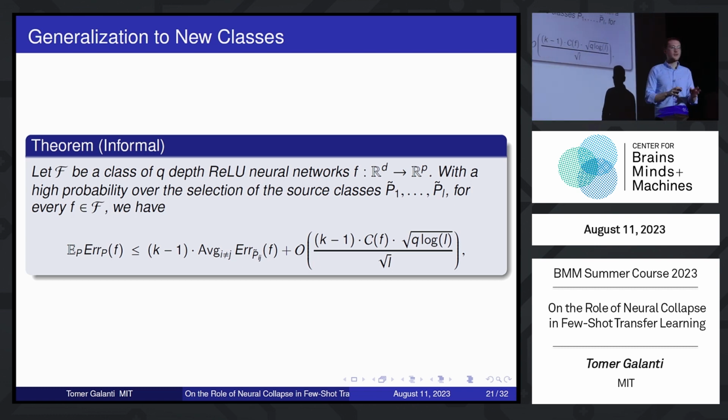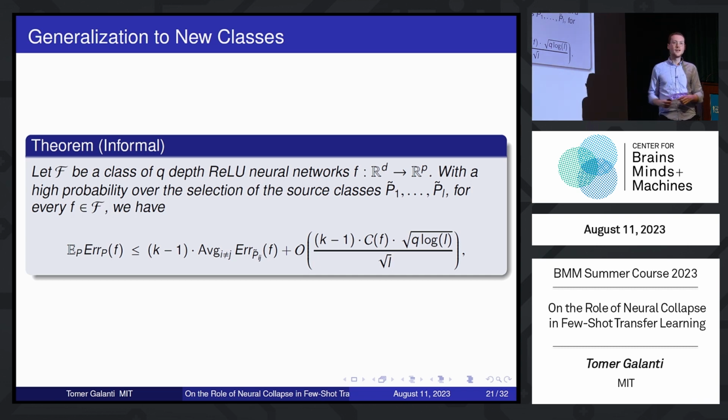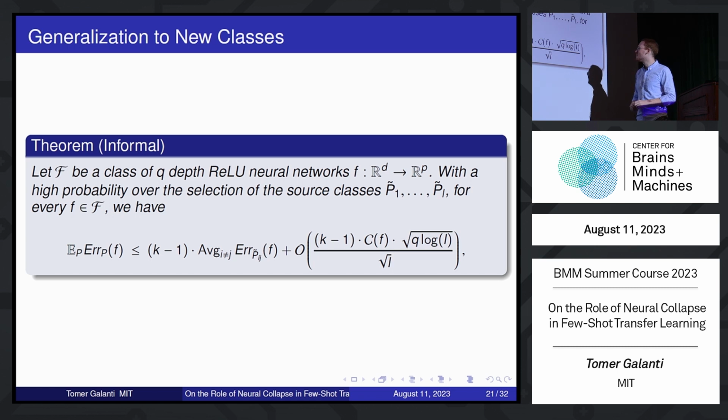So we can bound the expected FewShot error in terms of the average FewShot error with some gap that depends on the number of source classes that we encountered. CF is like the norm of F, so like the product of the Frobenius norms. I didn't want to get too much involved, but this is a measure of complexity of F.